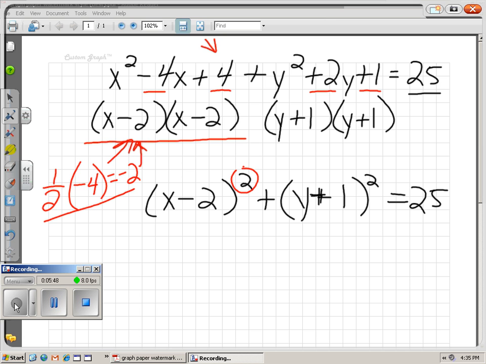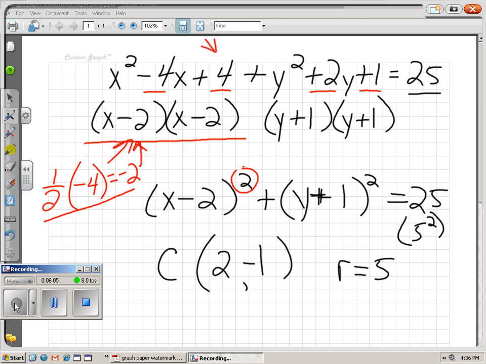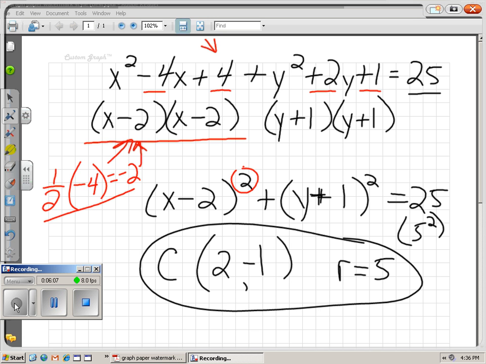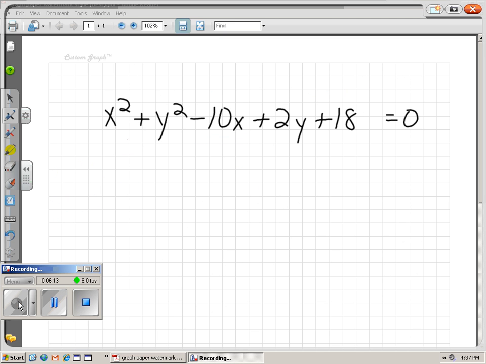And now that I have it in standard form, it's easy to pick out the center and the radius. The center is going to be a positive 2 and a negative 1. And our radius, since 25 is 5 squared, our radius is going to be 5. So reorganize, complete the square, get it in standard form, and then you can just read the center and radius.